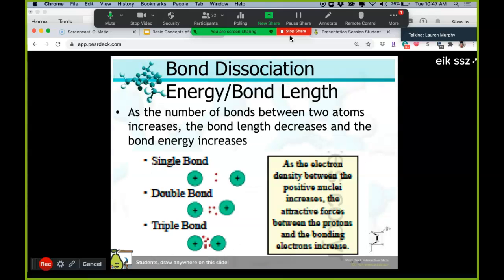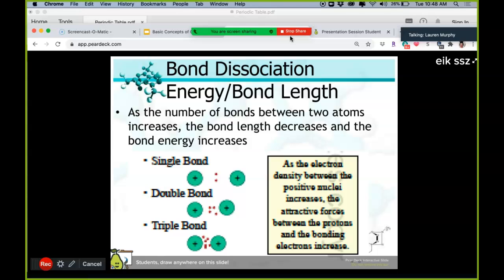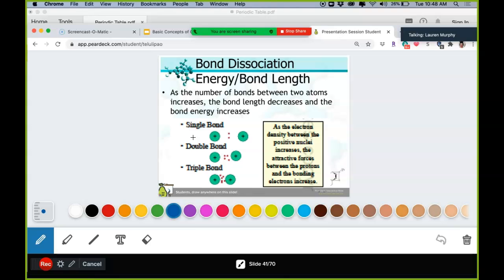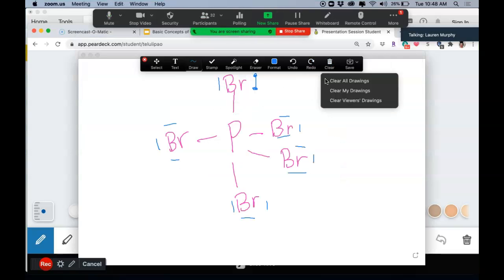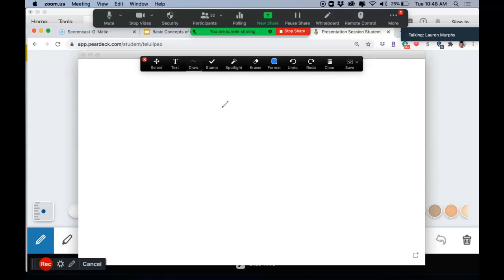Okay, so single bonds have 2 electrons involved in them. They are the easiest to break and they're the longest. Okay, so if I were to draw relative sizes, you would go like this. Now this is just going to be general, okay?